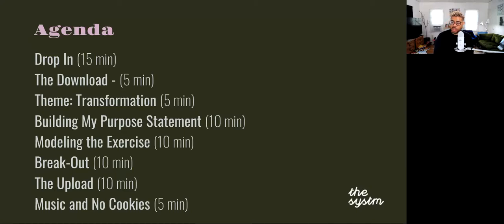And then we'll move into our breakout, where you'll be able to connect with other members of the community and follow up on the exercise. We'll dive into the upload, which will be about what valuable insights you were able to take away from today's session. And then we end it with music and no cookies, or cookies if you've got them. That's our chill session where we hang out and connect and talk about all manner of ideas, whether it relates to today's theme or otherwise. So without further ado, let's drop in.